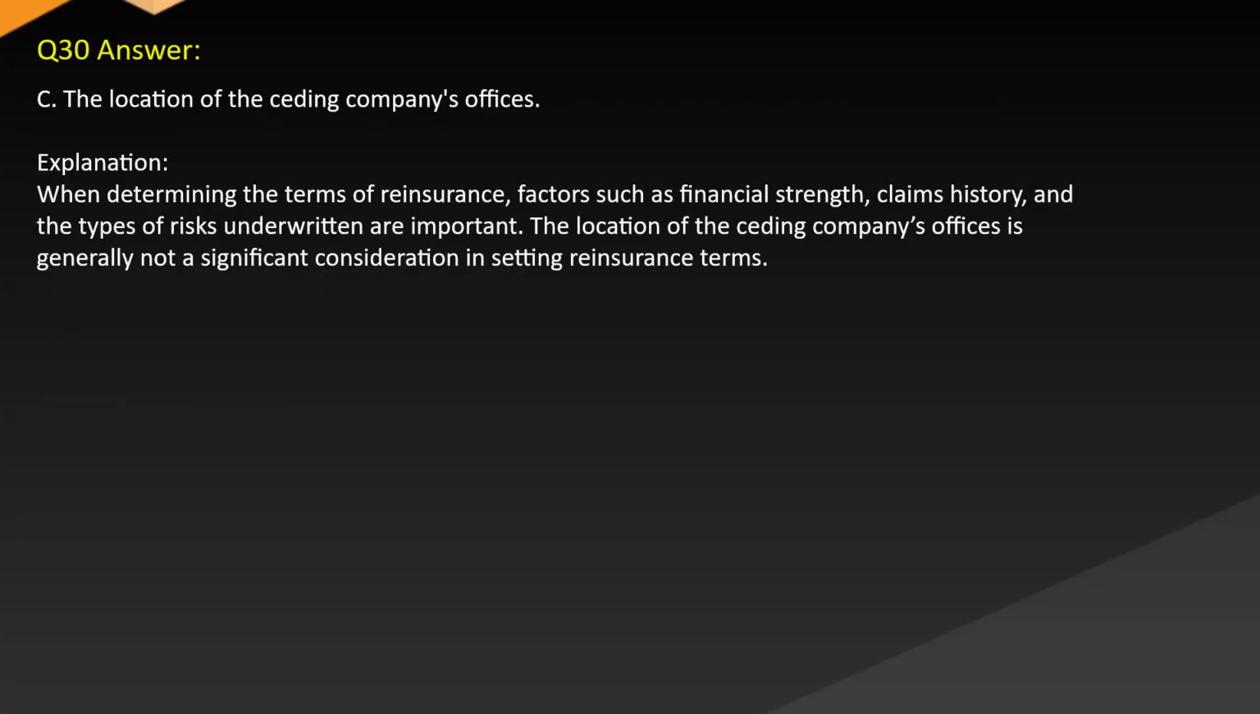Answer C. The location of the ceding company's offices. Explanation. When determining the terms of reinsurance, factors such as financial strength, claims history, and the types of risks underwritten are important. The location of the ceding company's offices is generally not a significant consideration in setting reinsurance terms.